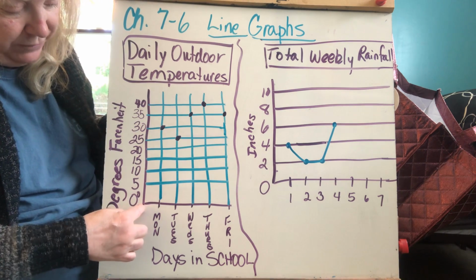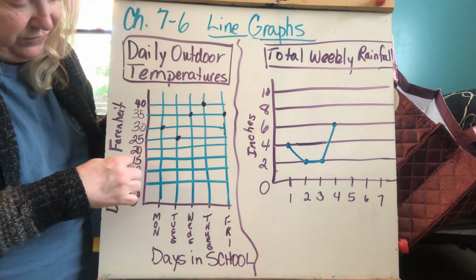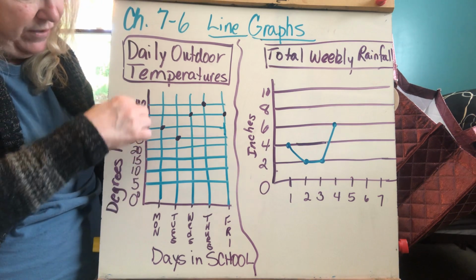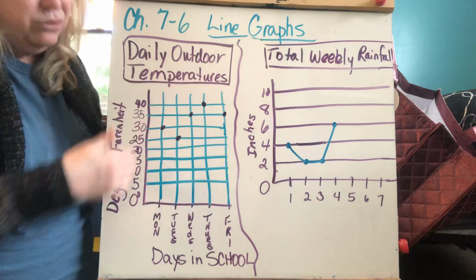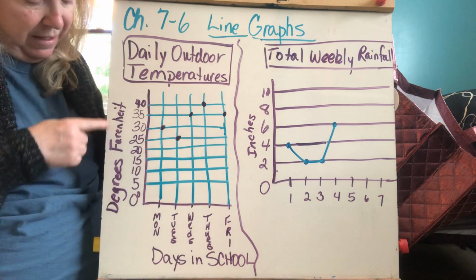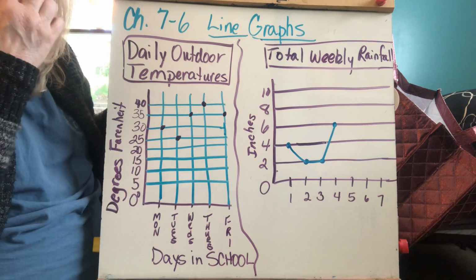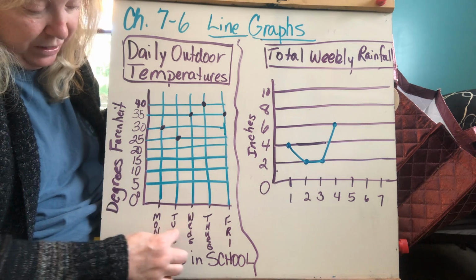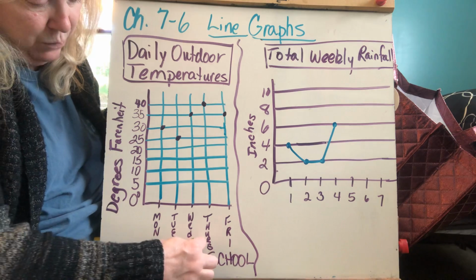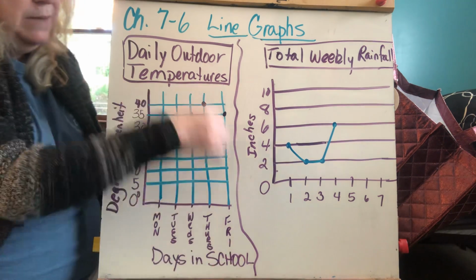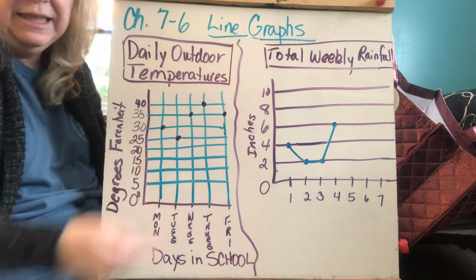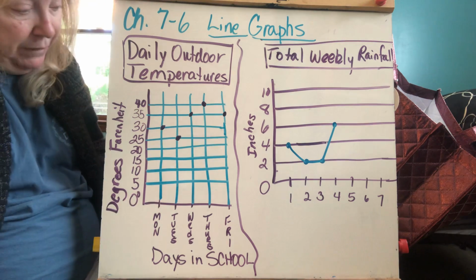This bottom line is 0 degrees, 5 degrees, 10 degrees, 15, 20, 25, 30, 35, 40 degrees Fahrenheit. Now you don't have to put the degrees in there as long as your label is there. You can, though, if you wanted to be more clear. And then they wrote the days of the week that they go to school: Monday, Tuesday, Wednesday, Thursday, Friday. Now sometimes your graph will have the grids like this, but they don't always, okay?